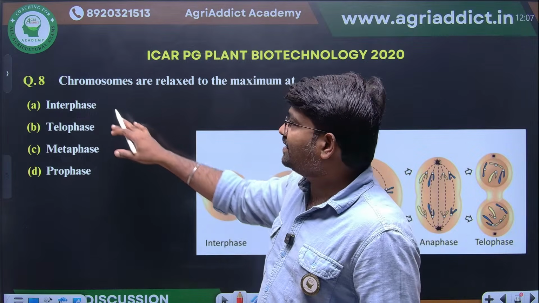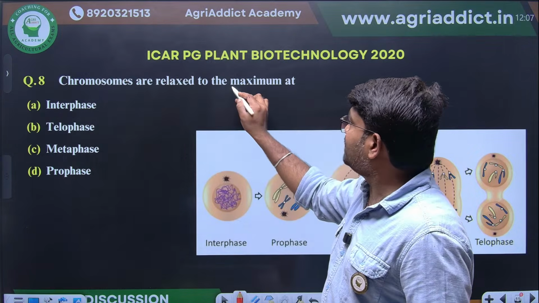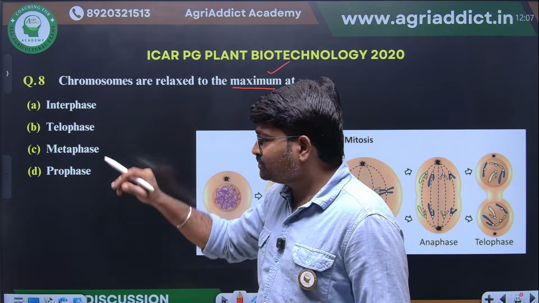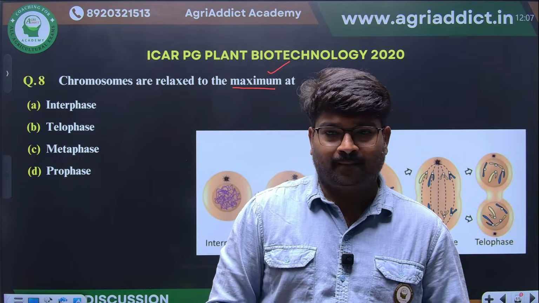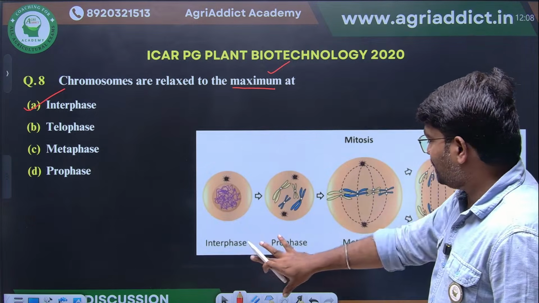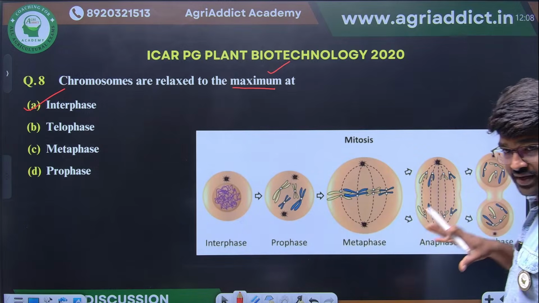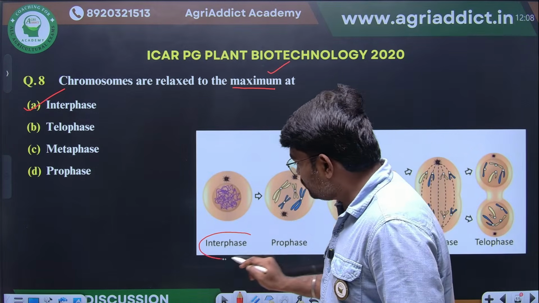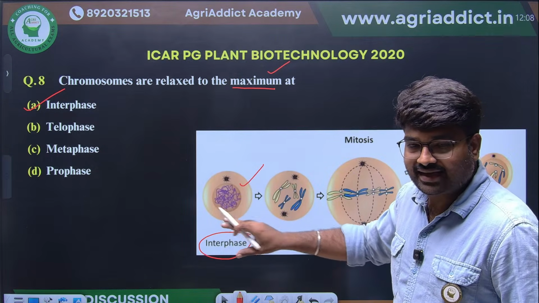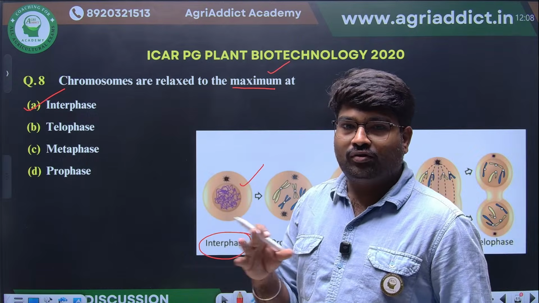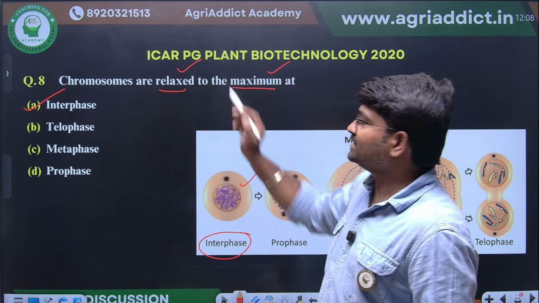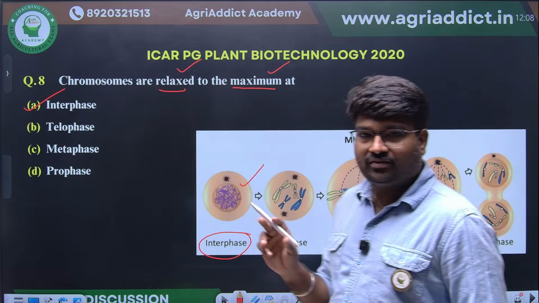Another question from general agri. Chromosomes are relaxed to the maximum at which stage of the cell cycle? Whether interphase, telophase, metaphase or prophase. Under which stage? Yes, very good. At the interphase stage: interphase, prophase, metaphase, anaphase and telophase. In interphase, the chromosome will be in a highly relaxed state. Why is it in a highly relaxed state? For promoting the DNA replication process. So in interphase, it will be present in relaxed form.